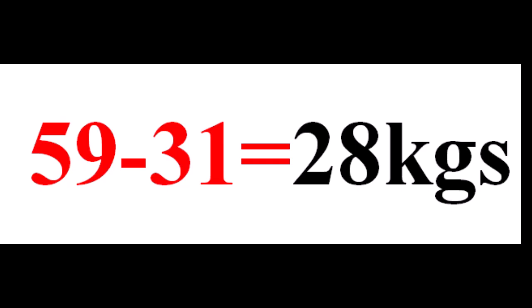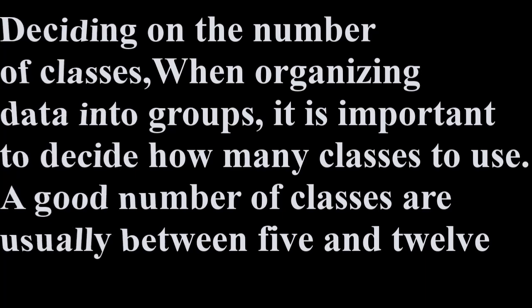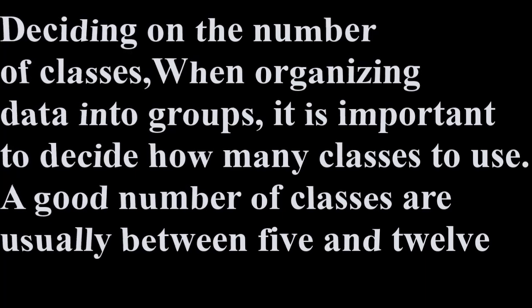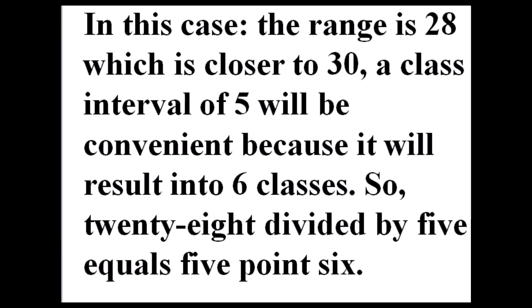The range gives us a quick understanding of how wide or narrow the data values are, which is useful when deciding how to group the data into intervals for analysis. Deciding on the number of classes. When organizing data into groups, it is important to decide how many classes to use. A good number of classes is usually between 5 and 12. In this case, the range is 28, which is closer to 30. A class interval of 5 will be convenient because it will result in 6 classes.